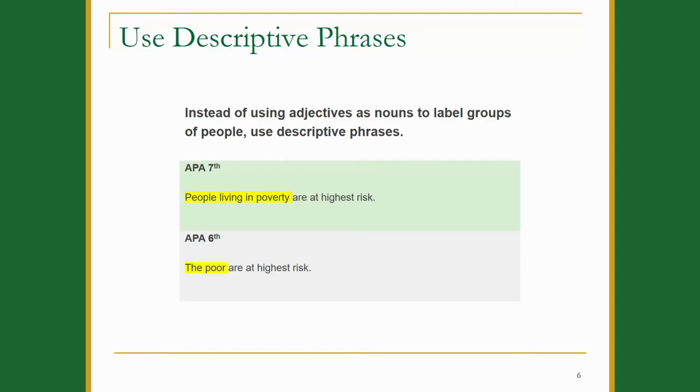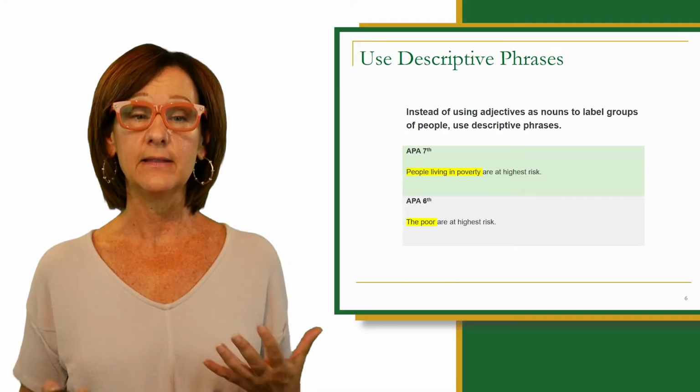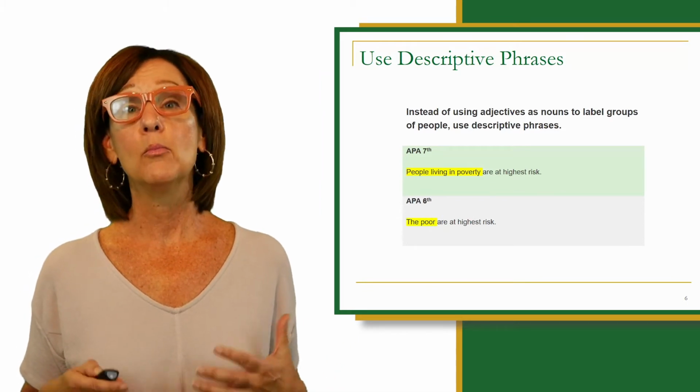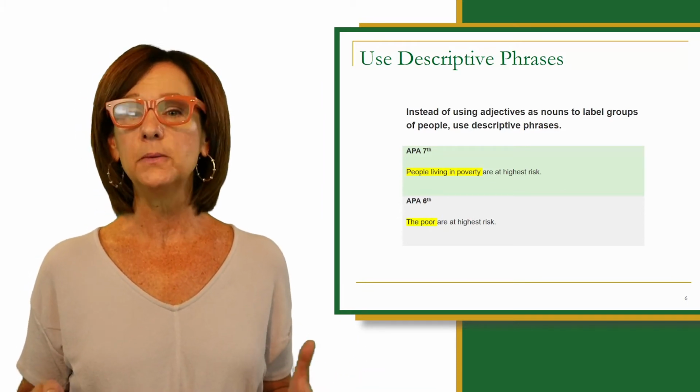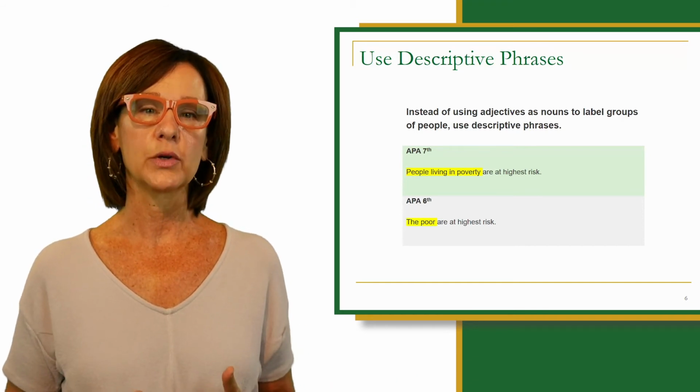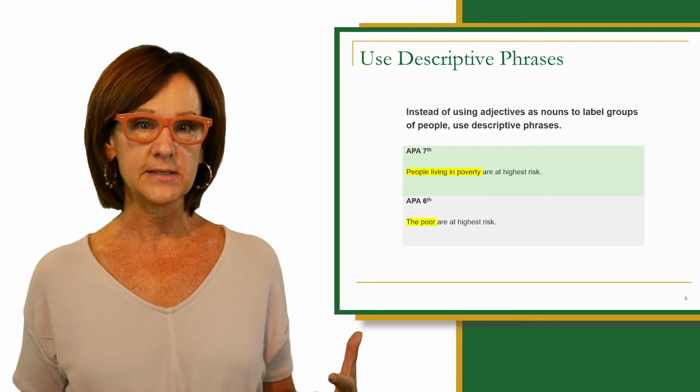So instead of using adjectives as nouns to label groups of people, you're going to use a descriptive phrase. So you can see with APA 7th edition, people living in poverty are at highest risk. So for 6th edition, sometimes we would write the poor, okay? It just simply sounds more appropriate and less awkward to use a descriptive phrase. It lets your reader know more specifically the group of people that you're speaking about and eliminates some of that awkwardness. So again, those descriptive phrases.